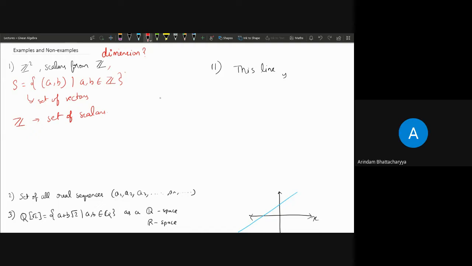Could you repeat the question? So our set of vectors is pairs of integers, and our scalars, the things we multiply by, are the usual integers, Z. The set S is the set of two-tuples. Yeah, this is a vector space.